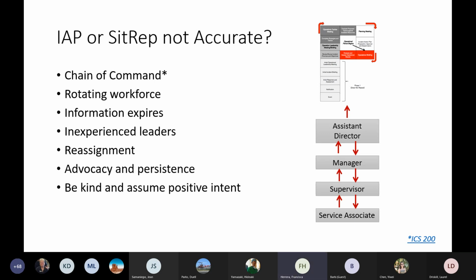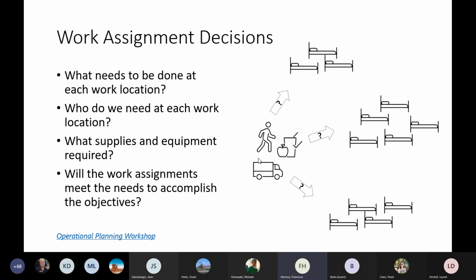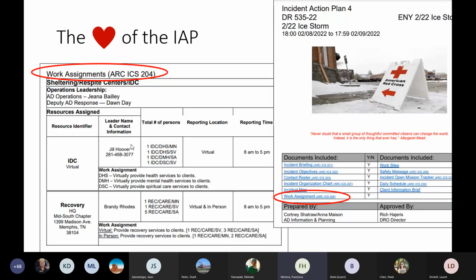All right. Let's see. Chris says, if supervisor changes mid-operation period, how is that communicated? If that happens and we are aware of it, the 204 work assignment document will actually show 2 leader names, one for the first half of the shift and the other for the second half of the shift. As long as it's being communicated through the planning process, then we capture it.